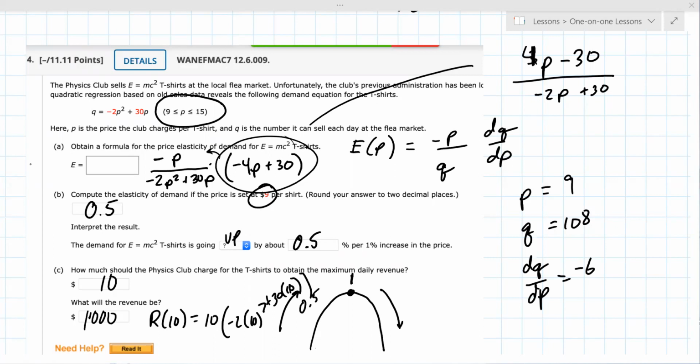Okay, so I get the simplified version is 15 minus 2p over p minus 15. 15 minus 2p, p minus 15.